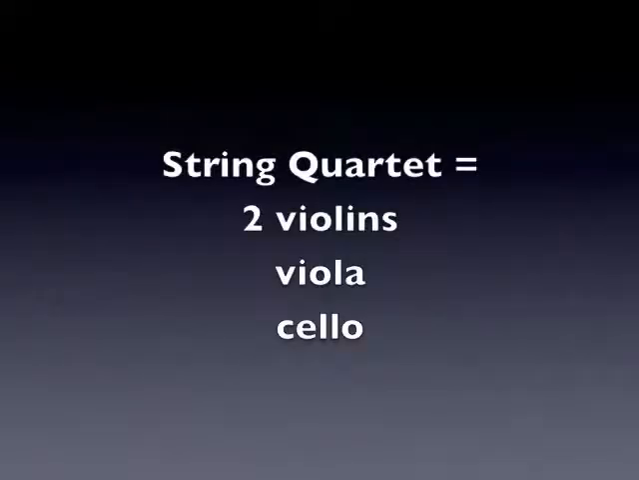I wonder if you can tell which instruments were playing in that last extract. Well, a string quartet, which is a combination of string instruments for which many composers have written pieces, contains two violins, a viola, and a cello.